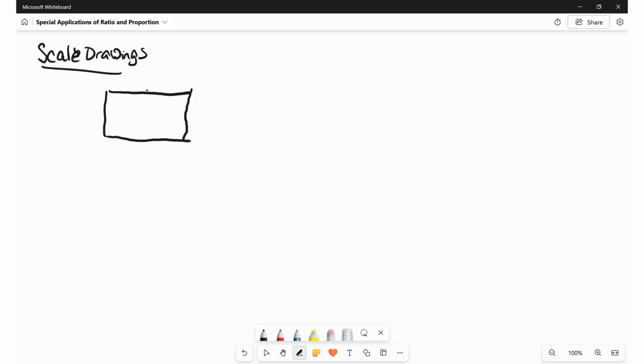So, the architect tells you this scale drawing is, say, 3.5 inches wide, and it is 10 and 7/8 inches long. And we know that you want your actual deck to be 14 feet wide. Okay.